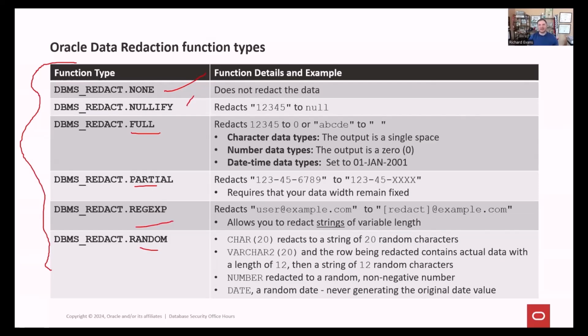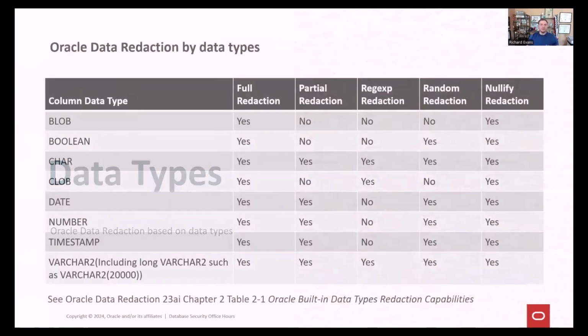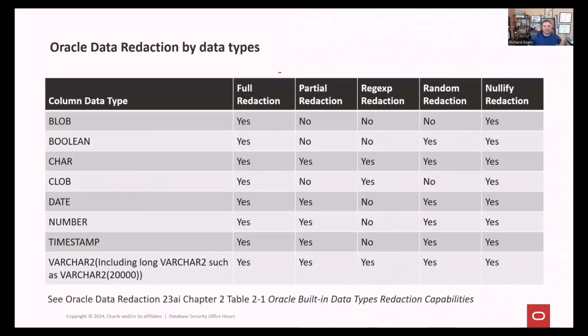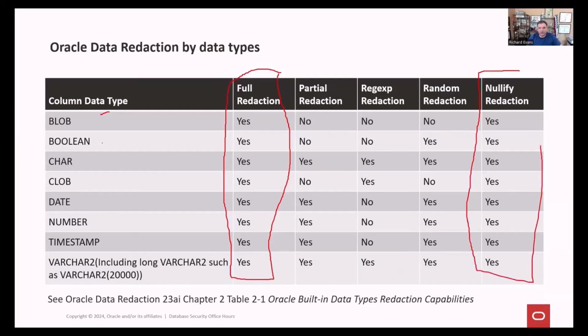Like what can I redact within the Oracle database? The good news is for full redaction, you can redact most built-in data types. So you can say, hey, I want to fully redact blobs, booleans, chars, clobs, numbers, dates, timestamps, varchars, etc. So full redaction is available for most of the built-in data types that Oracle provides. Same thing with nullify, right? Nullify is available as well for most of the built-in Oracle data types we provide.